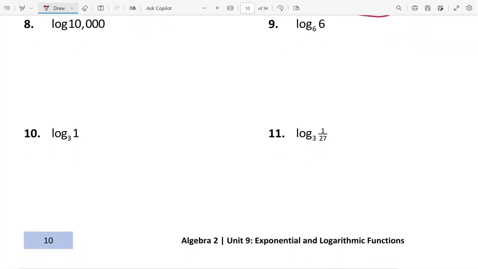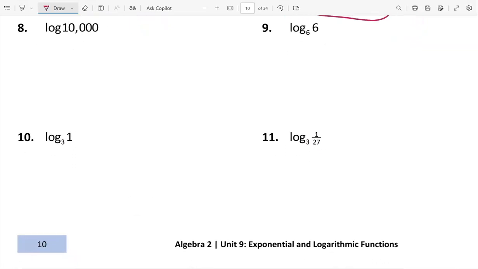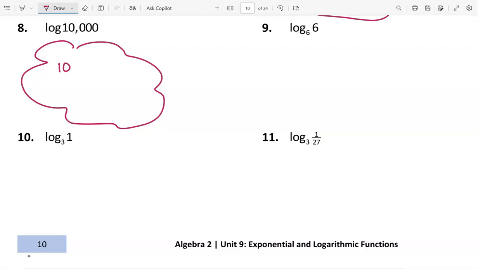In number 8, we have a common log. A log written log without a base specified. In this case, we assume the base is 10. So base 10 raised to the exponent that I don't know because we're trying to find the value of the log is equal to 10,000. And 10,000 is 10 raised to the 4th power, so this logarithm is equal to 4.